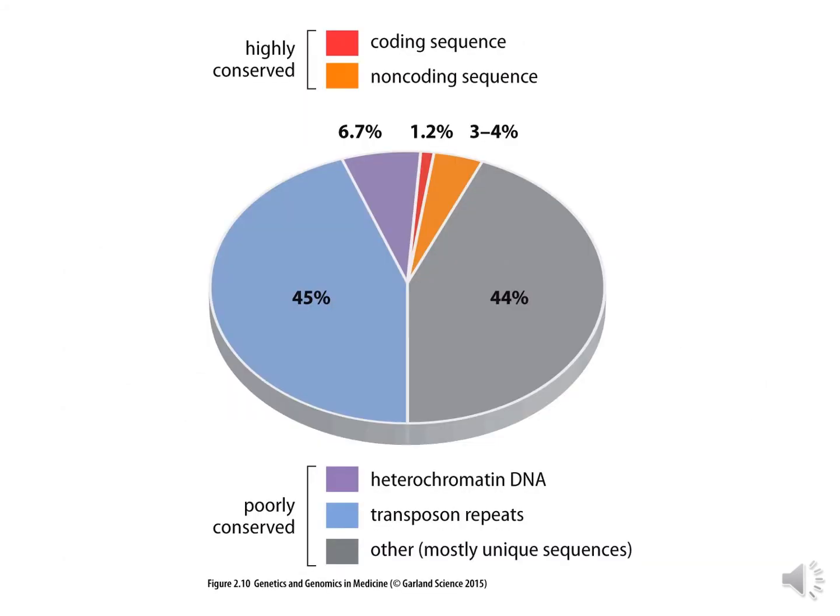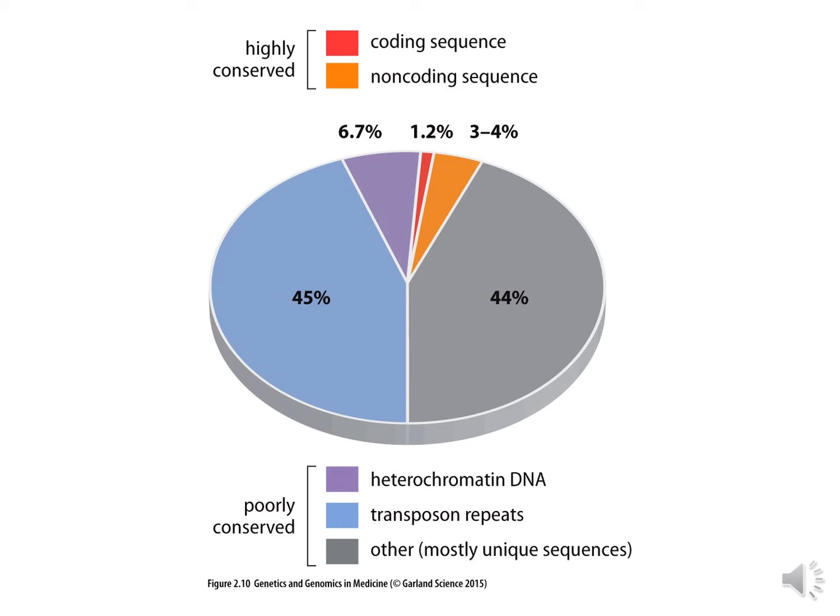It depicts the human genome organization and extent of evolutionary conservation and repetitive sequences. Only just over 1.2% of our genome is coding DNA that specifies protein sequences, and another roughly 3 to 4% or so of our genome is made up of non-coding DNA sequences that have been highly or moderately conserved during evolution.